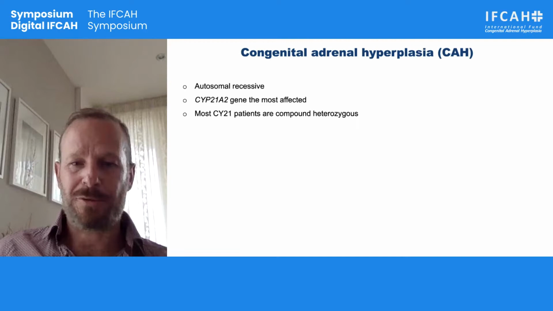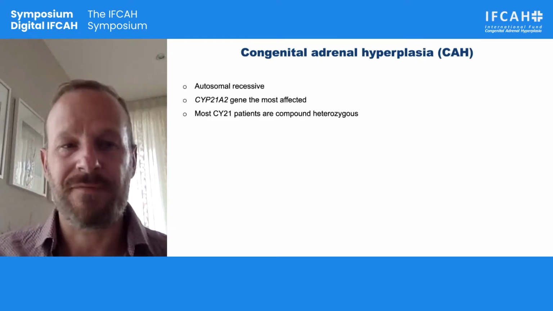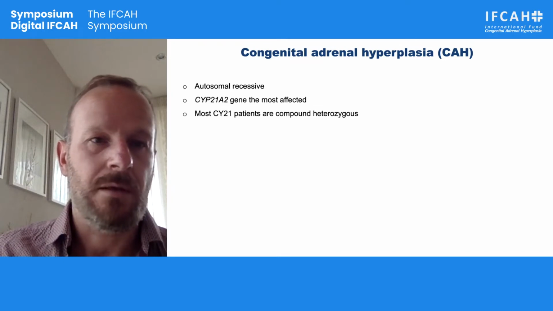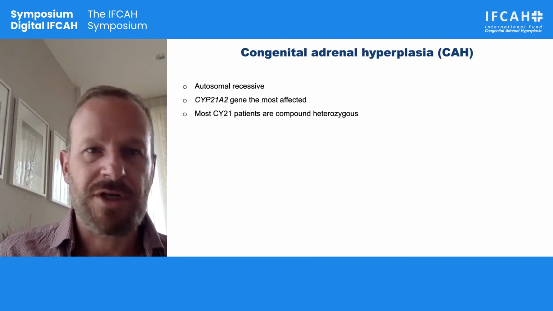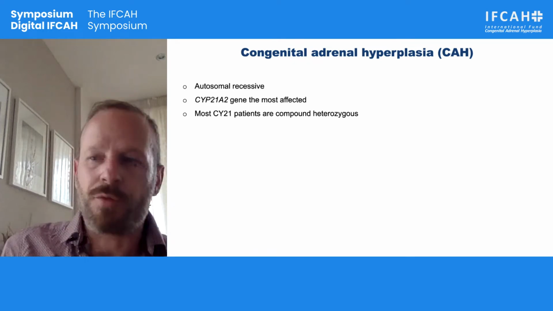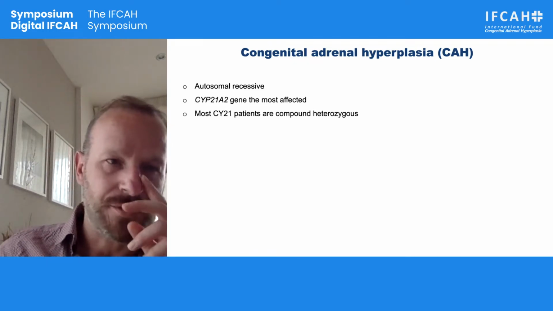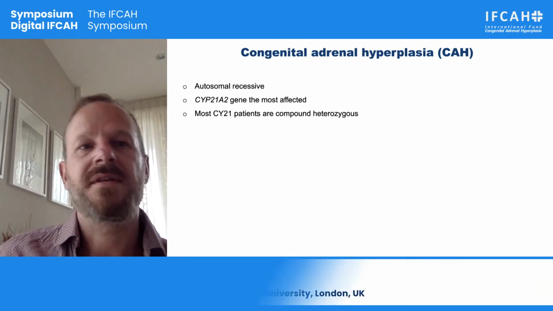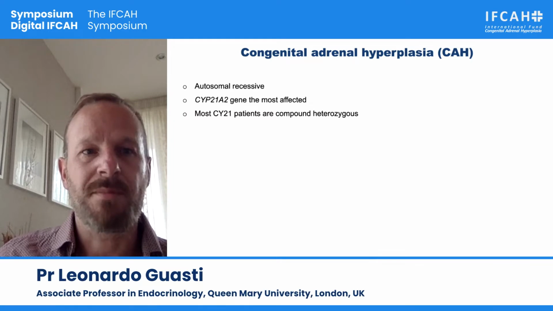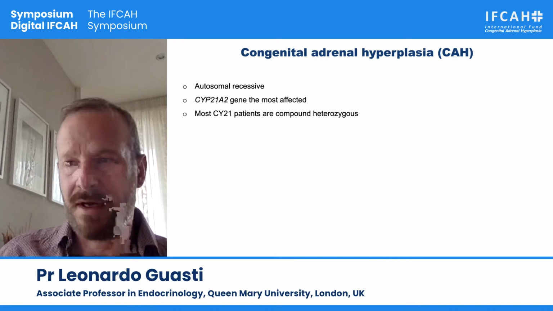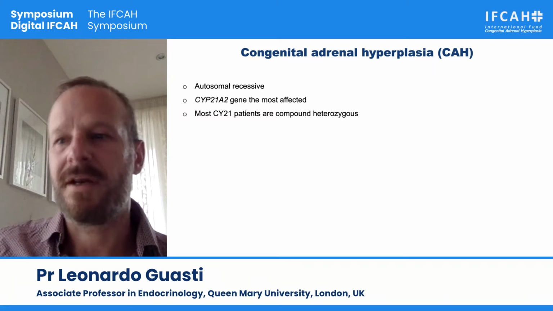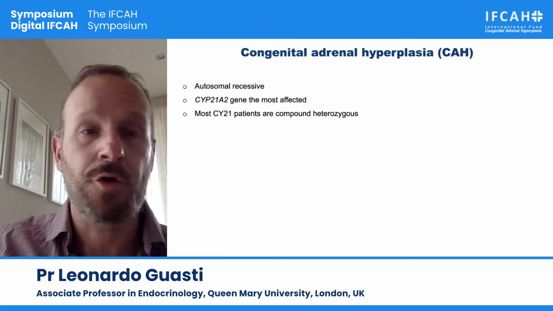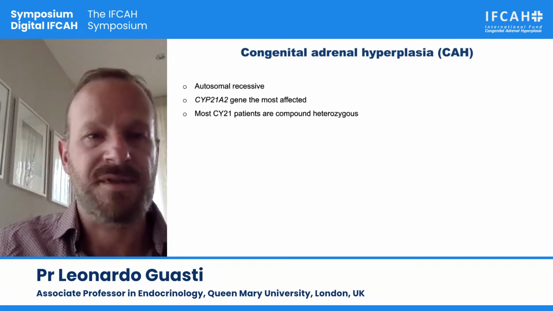Now, we've heard already quite a lot regarding the pathogenesis of congenital adrenal hyperplasia, which is a group of autosomal recessive disorders, and the most affected gene is 21-hydroxylase. Most of these CYP21 patients are compound heterozygous, meaning that they have different pathogenic variants on each allele rather than being homozygous, and the parents are normally asymptomatic heterozygotes.